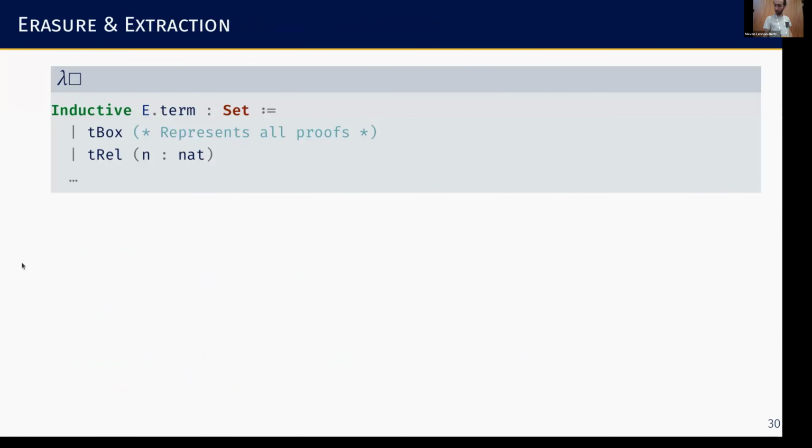Okay, and I'm going to go quick about this because I'm starting to be over time. But there's also work on certifying erasure and extraction. So if you've ever played with extraction in Coq, there's basically two aspects to it. There's this erasure path that takes in Coq terms and erases everything that has to do with proofs and types to obtain something that only contains the interesting computational content. So you get to this lambda box language, which is basically the same, except it has this extra construct that represents everything that you want to erase.